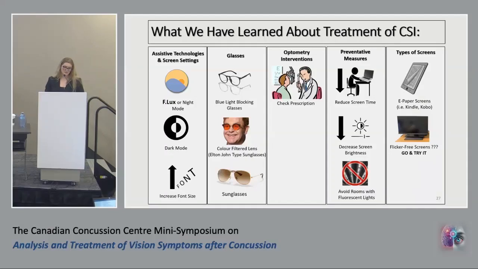And types of screens, we mentioned earlier the non-LCD screen, so that's an e-paper technology. If you're reading, you can try reading on a Kindle or Kobo because the e-paper technology mimics actual paper, and because there's no backlight, it's easier on the eyes and it helps to reduce headache. And then the flicker-free screen, although we didn't have any significant results, no one was injured during this study, and so why not try it?